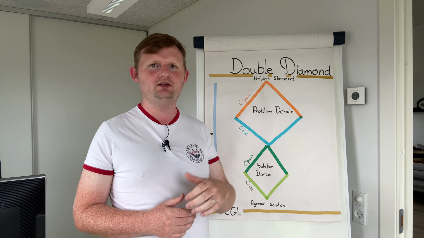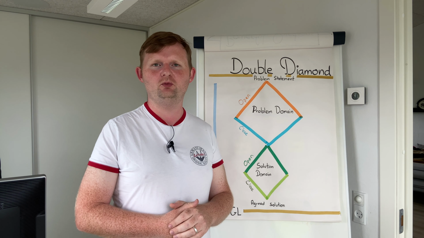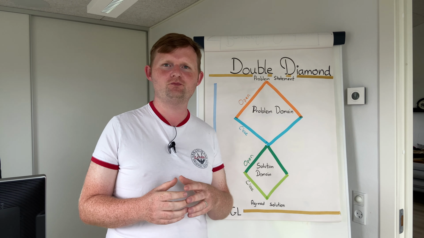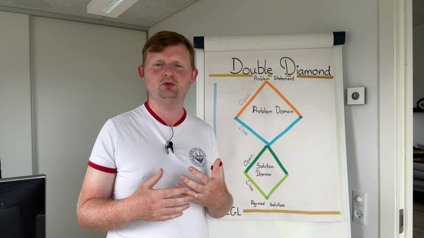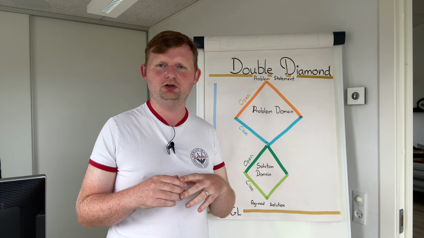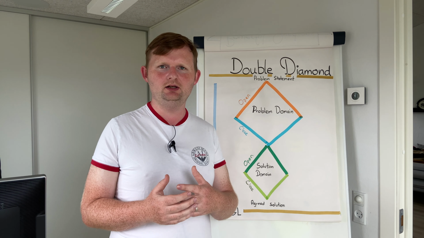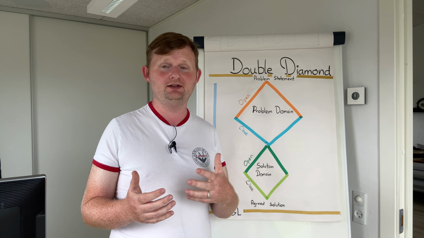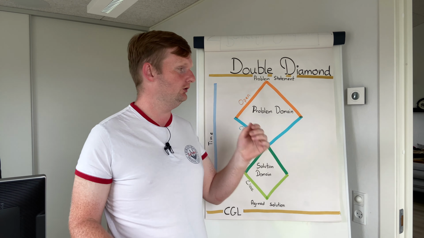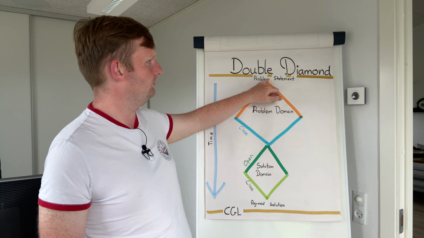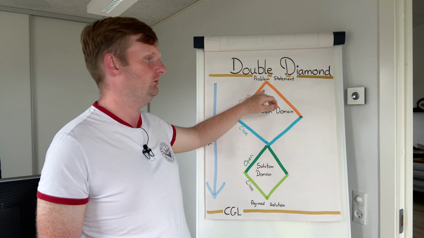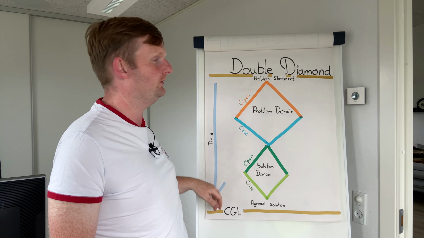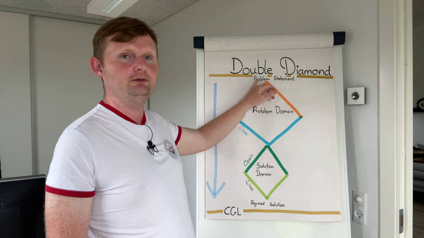The idea behind this double diamond model is a way to structure meetings and workshops in a way that makes sure that we get a lot of value out from them. In general, it's actually quite simple. First off, we start with a problem statement up here. We have time going down here, by the way. We have a problem statement up here.